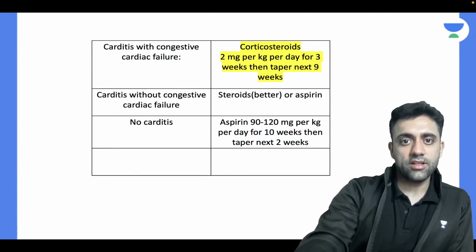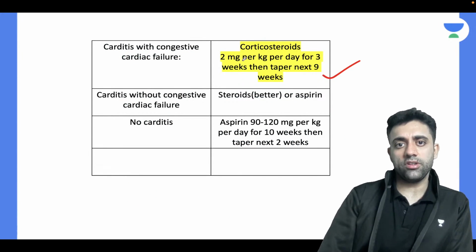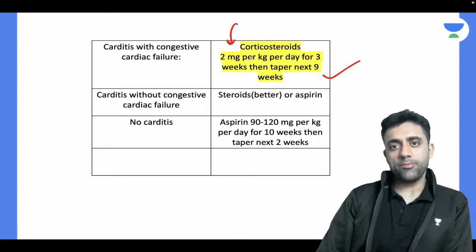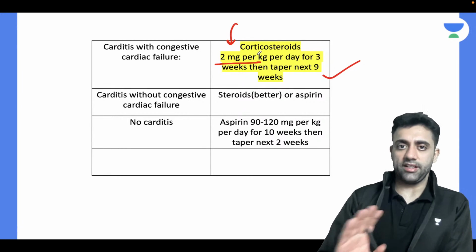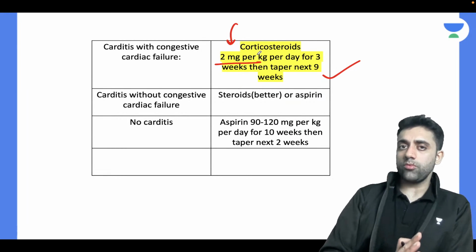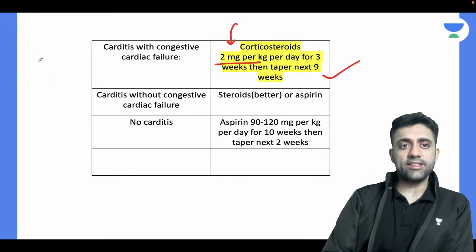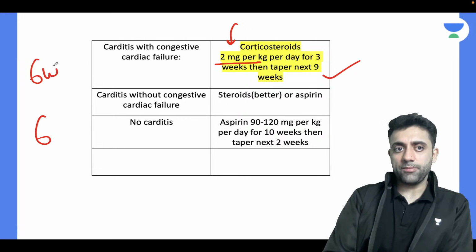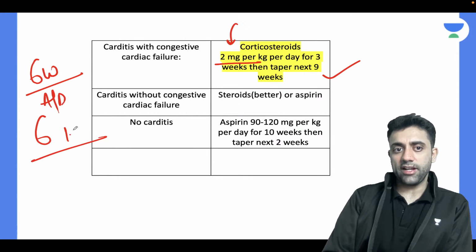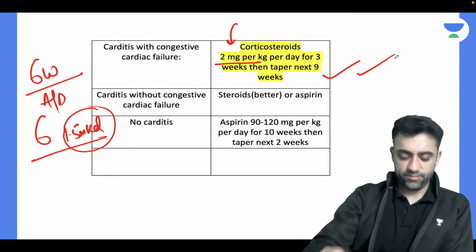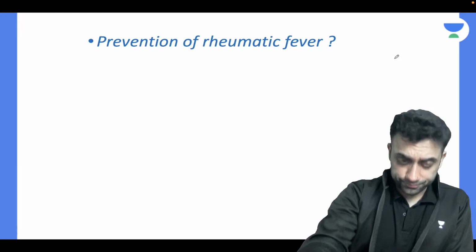Okay, that's it. And steroids we give, prednisolone, 2 mg per kg per day for 3 weeks, then taper over the next 9 weeks. Just remember the dose, 2 mg per kg per day. In nephrotic syndrome also, prednisolone is given at 2 mg per kg per day, but it was 6 and 6: 2 mg per kg per day for 6 weeks, followed by alternate days for 6 weeks at the rate of 1.5 mg per kg. This one is just 2 mg per kg per day. That you should know. Okay, very good.